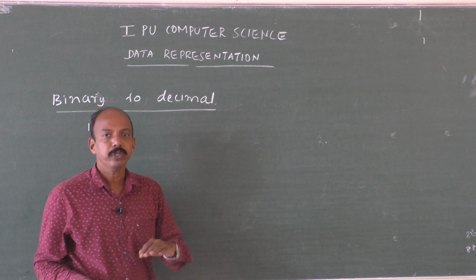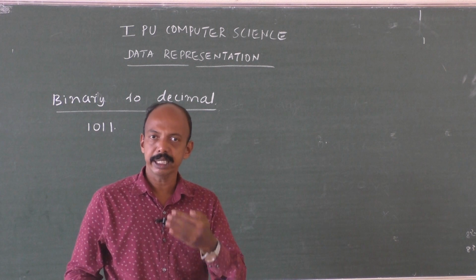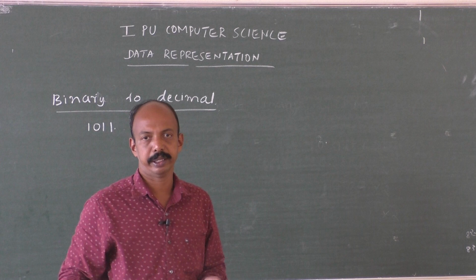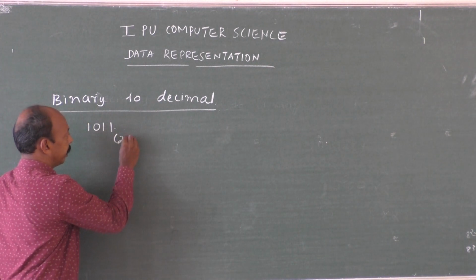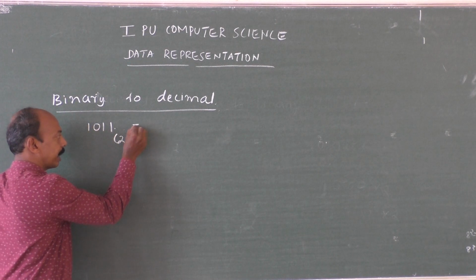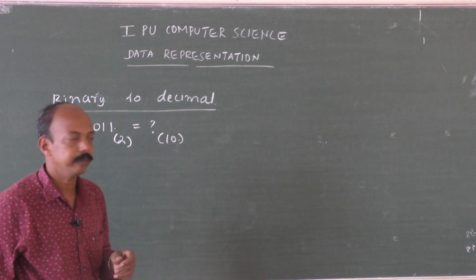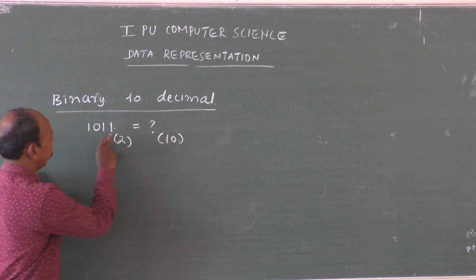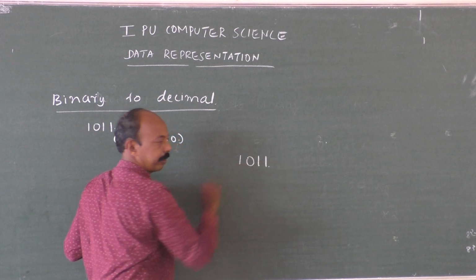When we were converting from decimal to binary, what did we do? We divided the number by 2, wrote the quotient and remainder, and continued the process. In this case, it is binary to decimal, that means 1011 to the base 2 is how much to the base 10? Easy. We know the weights, the positional values. So let me write it over here once, 1011.